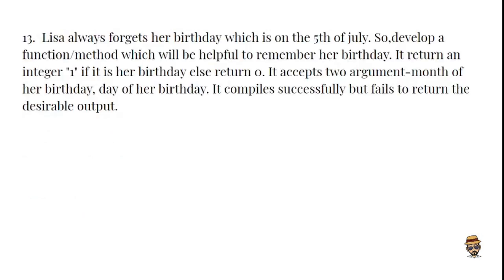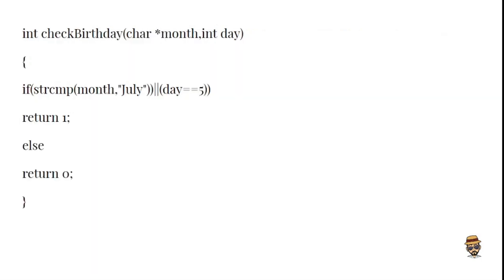So let's move to the next question, which is: Lisa always forgets her birthday, which is on 5th of July. So develop a function method which will be helpful to remember her birthday, and it returns an integer 1 if it's her birthday, else 0. Alright, so now let's move to the error code. So guys, pause the video, find out the error in the code. So the error in this code is that the birth date should be 5th of July, but it is using the OR statement. So instead of the OR statement we have to use the AND statement. So that's all in this code.